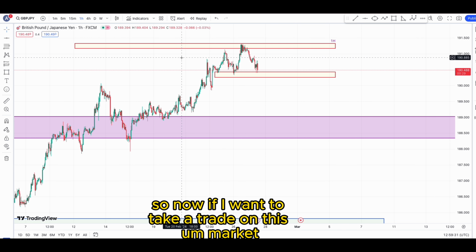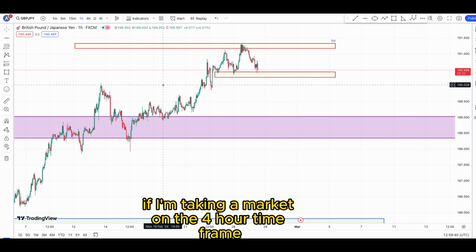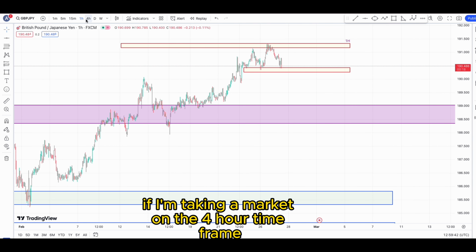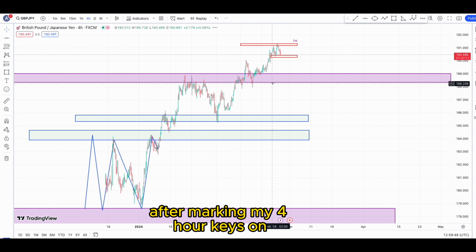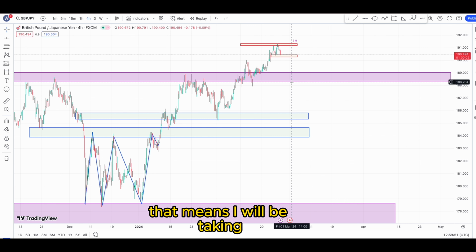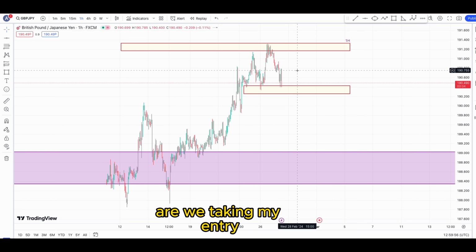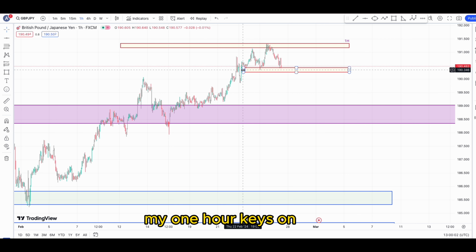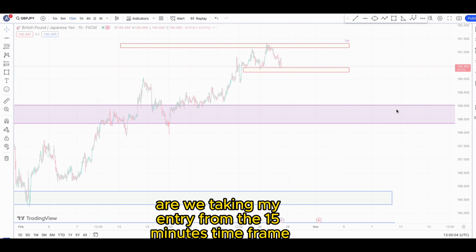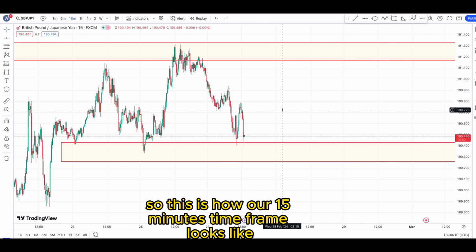So now if I want to take a trade on this market, since I marked my key zone here on the 1 hour time frame, if I'm taking a market on the 4 hour time frame, let's go back to the 4 hour time frame. If I'm taking a market on the 4 hour time frame after marking my 4 hour key zone, that means I will be taking my entry on the 1 hour side. So since I have marked my 1 hour key zone, I'll be taking my entry from the 15-minute time frame. So this is how our 15 minutes time frame looks like.